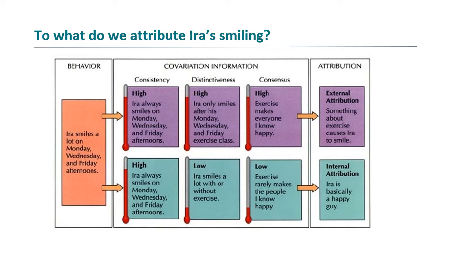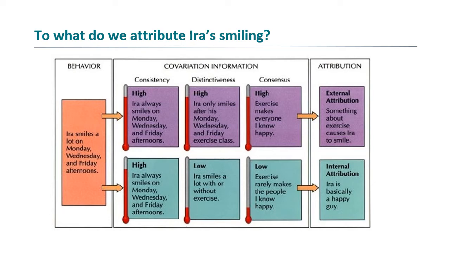If we have high consistency, he's smiling every Monday, Wednesday, Friday, but we have low distinctiveness, he smiles a lot with or without exercise. If he misses the exercise, it doesn't affect him. He still smiles a lot. And exercise rarely makes people I know happy. Then we can say Ira's basically a happy guy. This is an internal attribution. So this tends to be how we make these decisions.